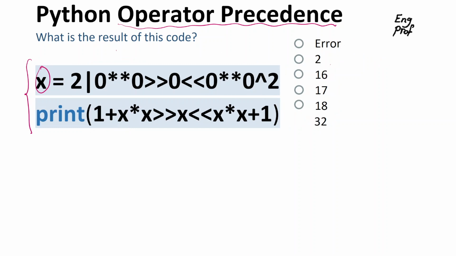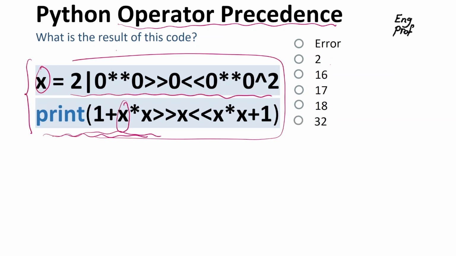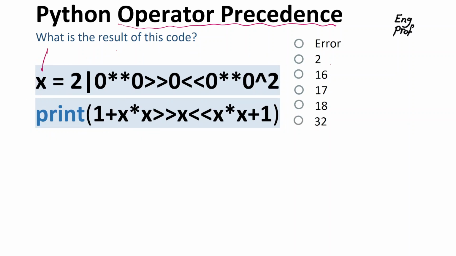So to evaluate that, let's take a look at the first line here. The first line of code defines x, in which we can see that there are a number of operators involved. We have bitwise OR, exponentiation, bitwise shift to right, bitwise shift to left, another exponentiation, and then XOR.